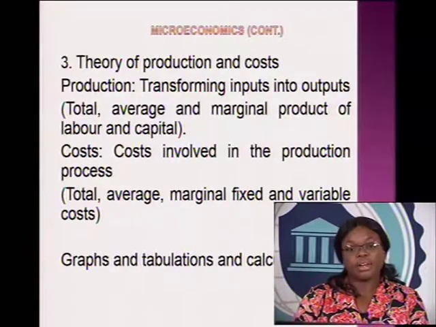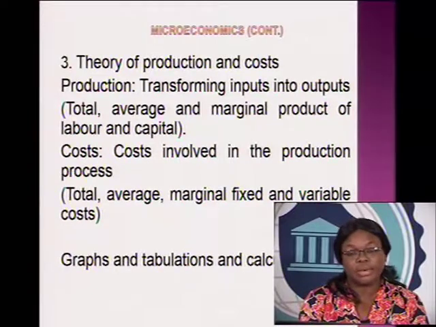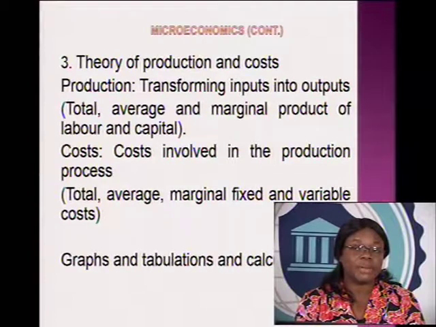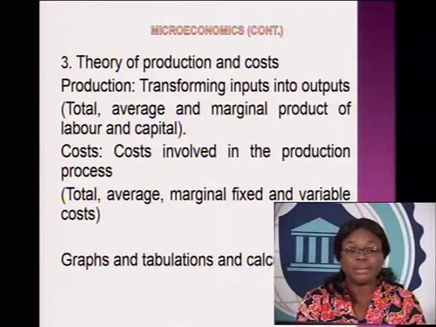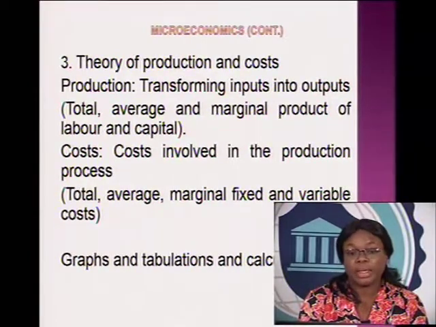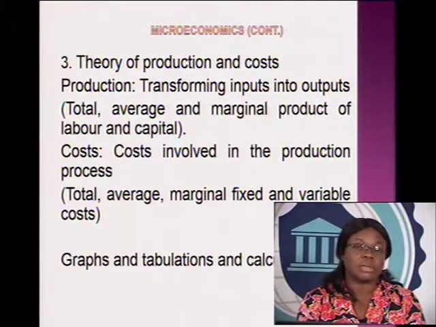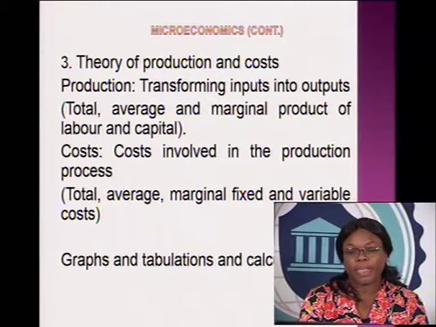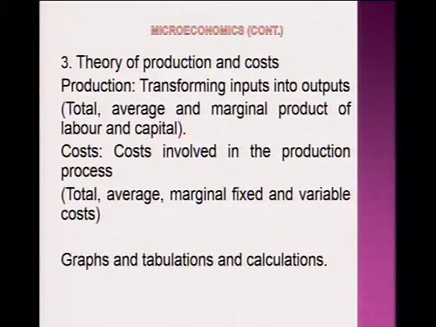Now, the theory of production and costs, which is the third point in the microeconomic aspect. Production basically refers to transforming inputs to outputs. And costs are the costs involved in the production process. Now, in the production theory, we have basic concepts like the total product, average and marginal of capital and labor.